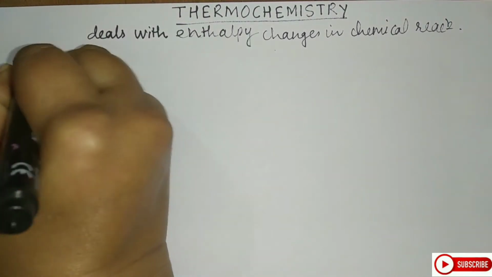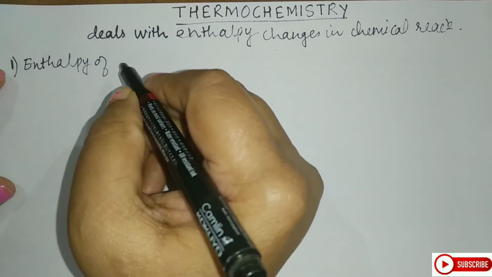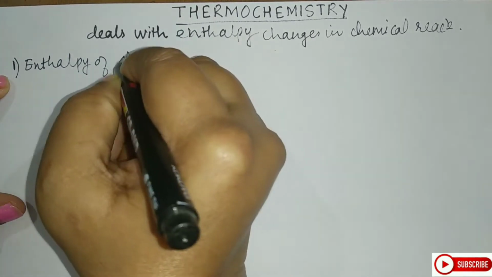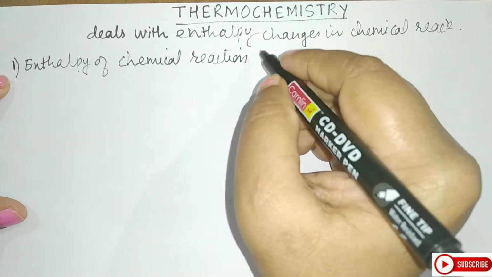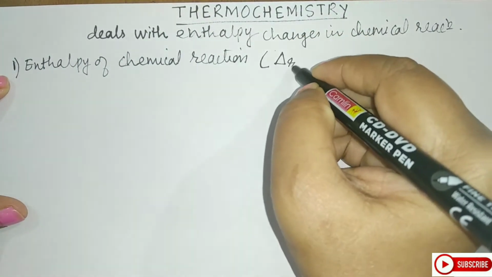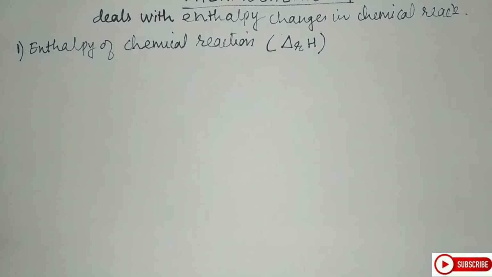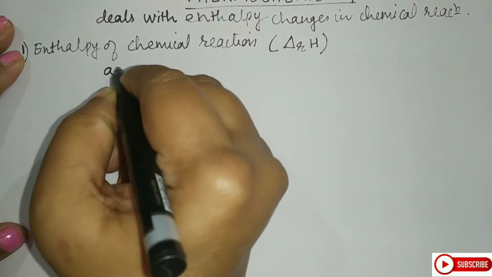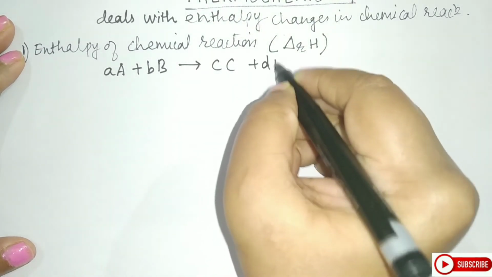So the first one is enthalpy of chemical reaction. We represent this as delta, then you put a small r here and then H. So this is enthalpy of reaction. Now to understand this, let us consider an equation in general. So the reaction I'll consider is A plus B goes to C plus D.